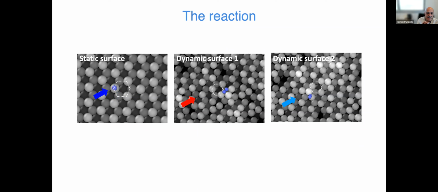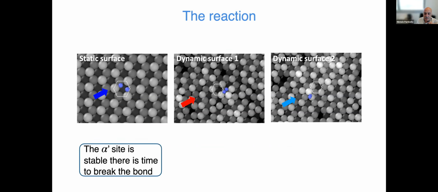Okay, so this is the alpha guy. Then it goes directly into the delta, sorry, I'm mixing up. And then it goes into the alpha prime, deep down in the cavity, and it breaks down. Now, let's do the same thing. See, we have a nitrogen close to what looks like a C7 site. Okay, I forgot to click the table, and there is time to break the bond.